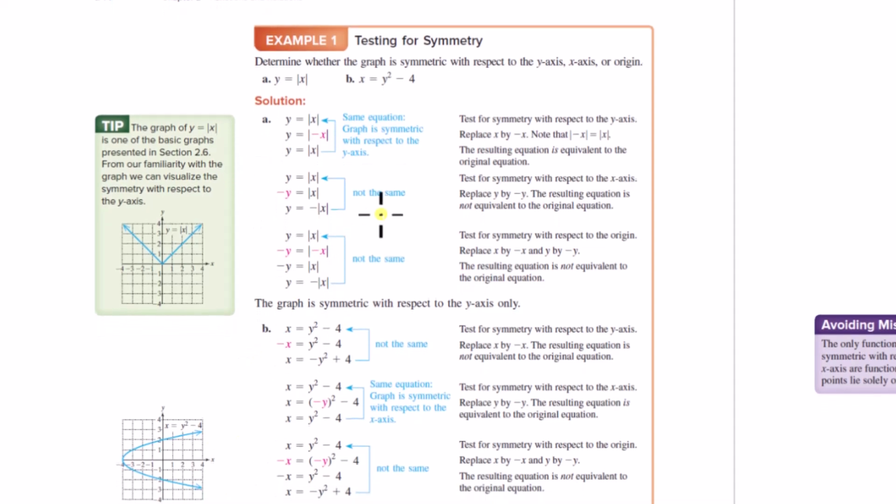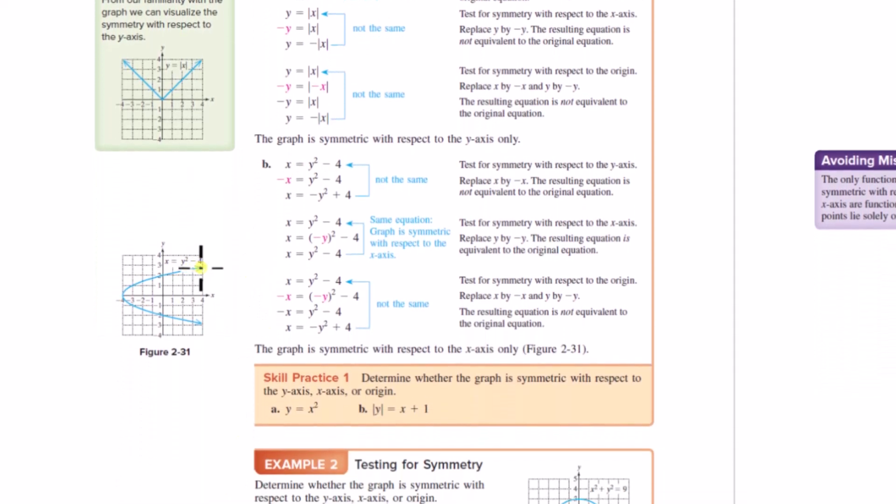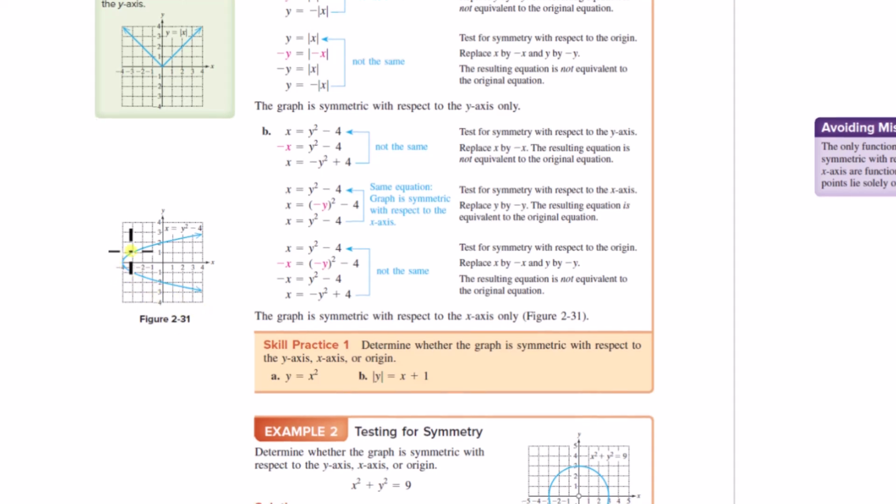Okay, so now x is equal to y squared minus 4, that's this graph. That's not a function. But you can see it's going to have a symmetry about the x-axis. And they do this. We're going to work example problems, but they substitute minus y for y, simplify, and they get the same equation. But there's no symmetry about the y-axis or about the origin.